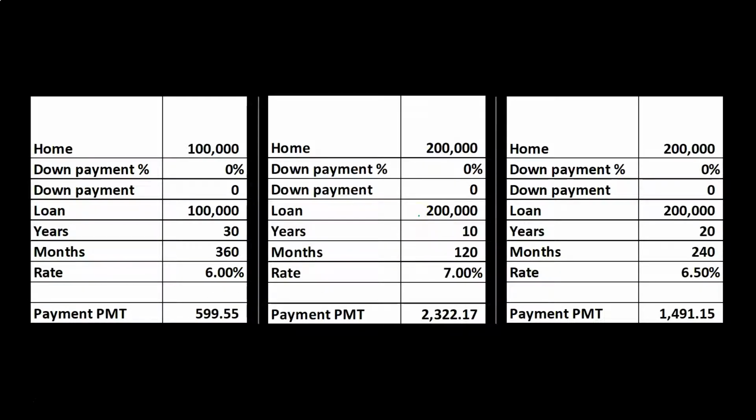Second loan, we're going to say $200,000. We're going to say this one's a 10-year loan in order to complicate things a bit. Now we've got these differences in the term, or how long the loan is, which can make it a little bit more difficult. We multiply that times 12 to get 120 payments, so we're going to be paying 120 months. The rate there is higher now, 7%. If we calculate the payment then using the PMT function in Excel, we get $2,322.17.